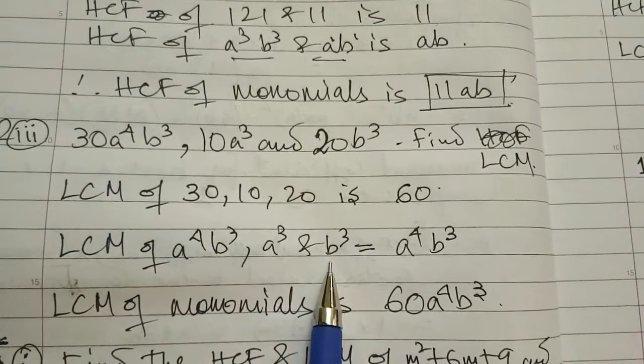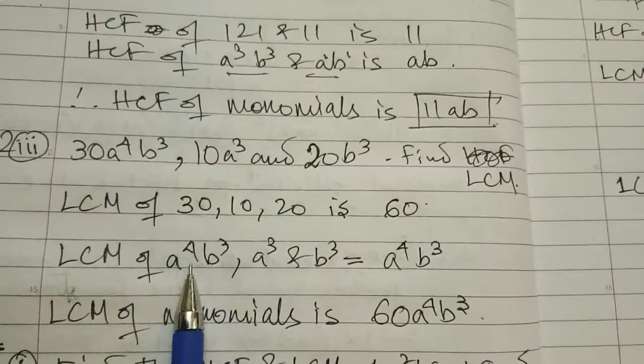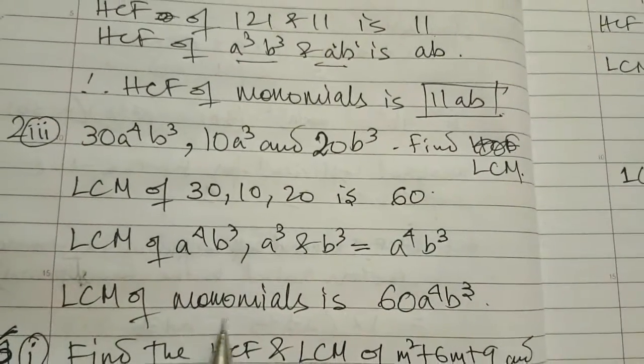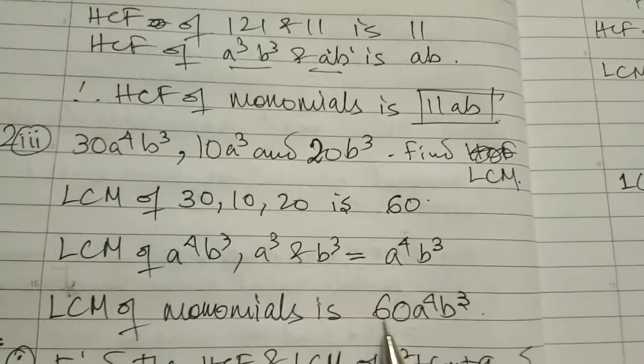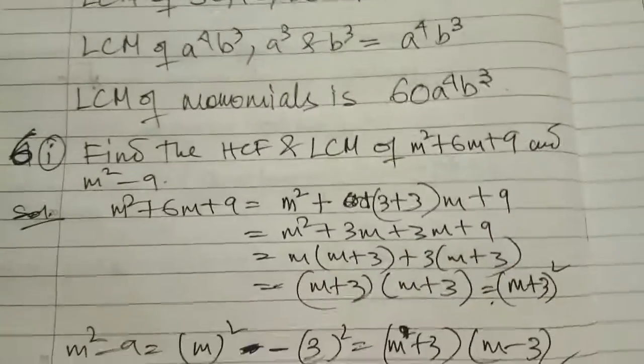I told you, highest power variable you take. Highest power is what? A to the power 4 and B to the power 3 only. See, A to the power 4 and B to the power 3. The LCM of monomials, what I've written, is 60 A to the power 4 B to the power 3. Okay, now we will go for another question.